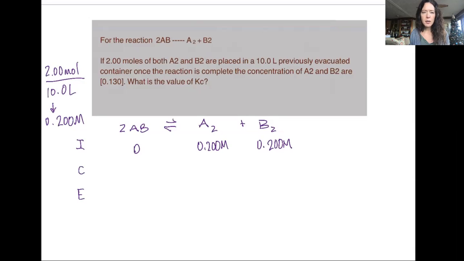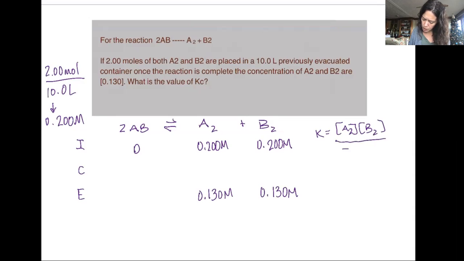Notice there's some more data that I'm provided. That is the concentration of A and B at equilibrium. So I may as well write that right here. And now, what do I need to solve for? What is the value of K? Well, K will be equal to the concentration of A times the concentration of B over the concentration of AB squared at equilibrium. Let's plug in our C. We know that we are gaining reactants, and that will be 2 for every one A and every one B. Right, we're going in that direction.